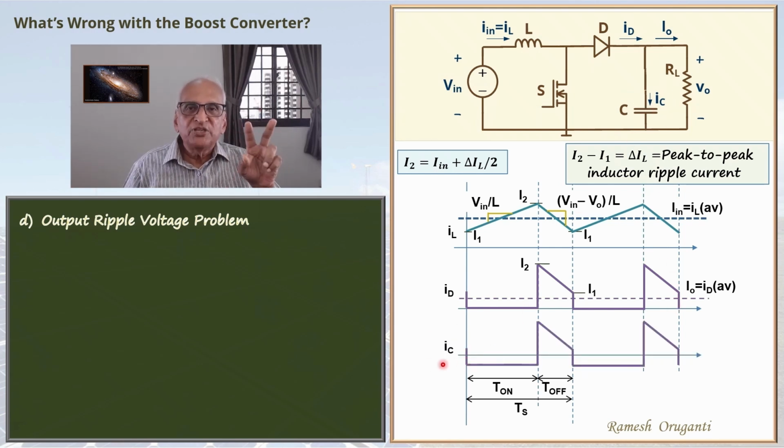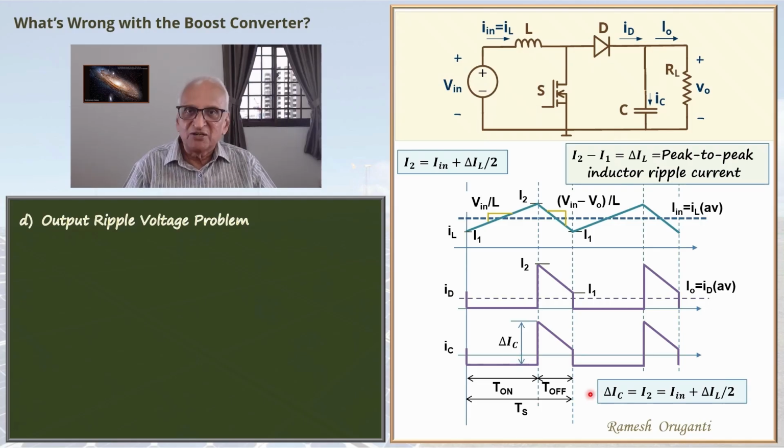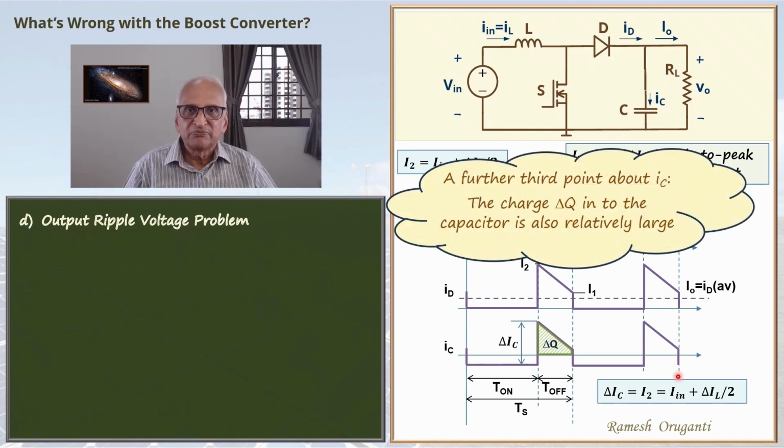Notice two things about the capacitor current. One is the peak-to-peak ripple current is large, In plus delta IL by 2, which can be a large value. Another is the capacitor current is not smooth like the inductor current. It has sudden changes due to the switching action of the switch. Because of this, it is difficult, not impossible, but difficult to obtain good clean waveforms on the output side with a boost converter.